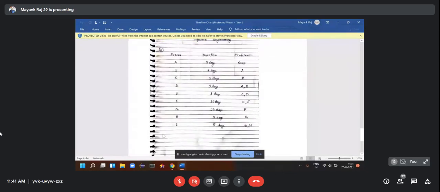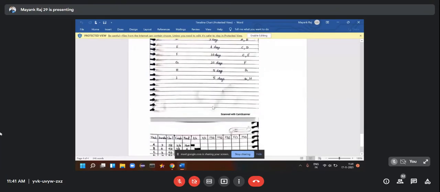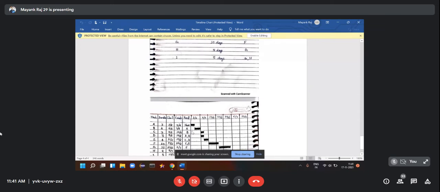Now coming to the process B. So process B is running for 4 days, and it has predecessor A. So we will start where A has ended, and we will mark down the 4 days length. So it will start from 4th of June, and it will go till 7th of June, and it has a predecessor as A.